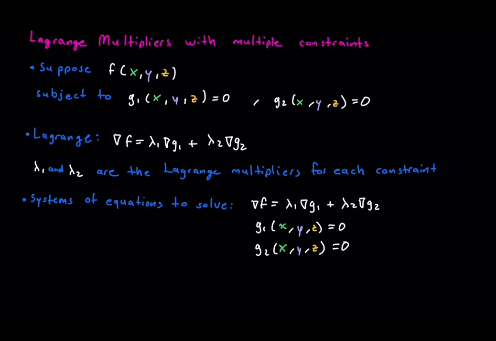That equation means all 3 vectors, nabla f, nabla g1, and nabla g2, are coplanar. That plane is tangent to the constraint curve where the extremum occurs. To find the extrema, we solve this system. Nabla f equals lambda 1 nabla g1 plus lambda 2 nabla g2. g1 of x, y, and z equals 0, and g2 of x, y, and z equals 0. This gives us 5 equations for the 5 unknowns, x, y, z, lambda 1, and lambda 2.